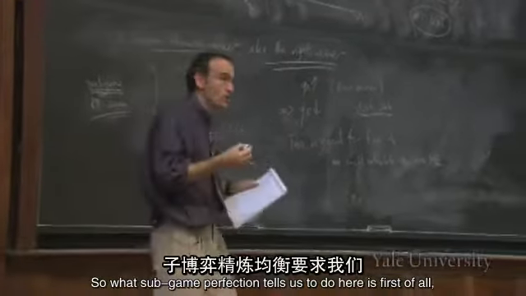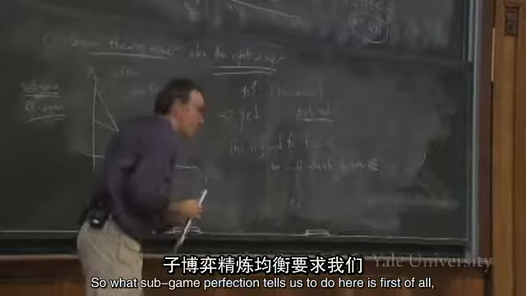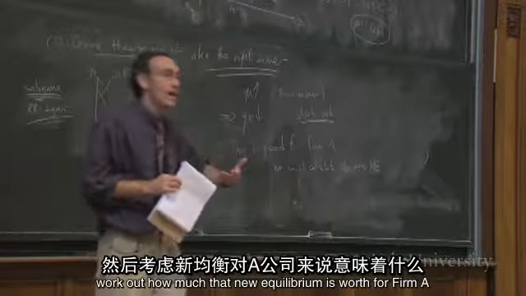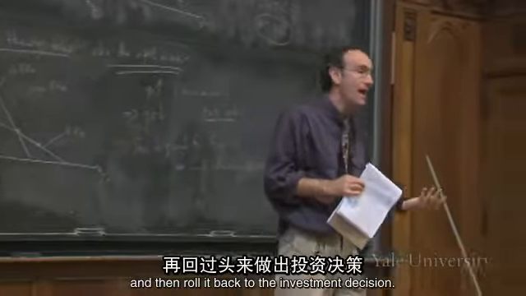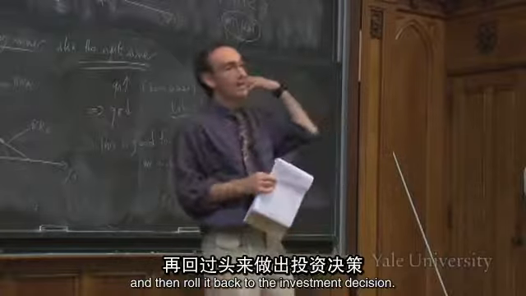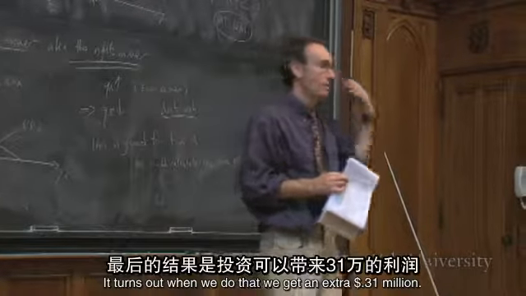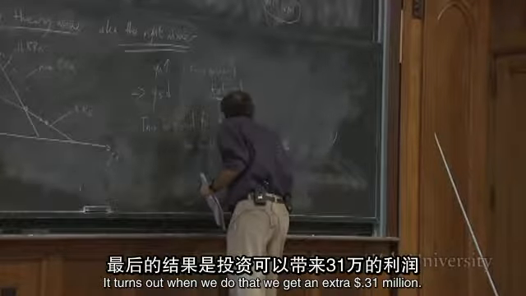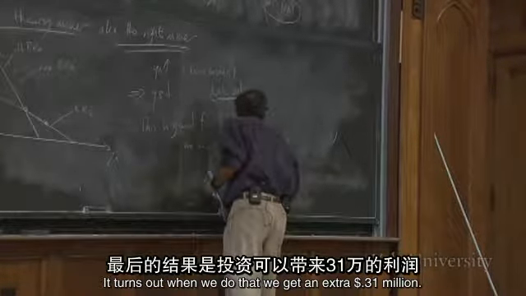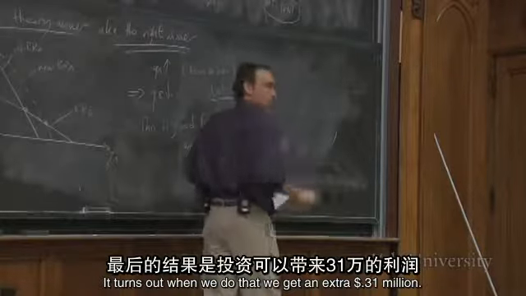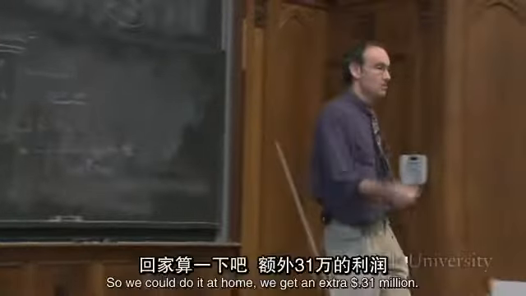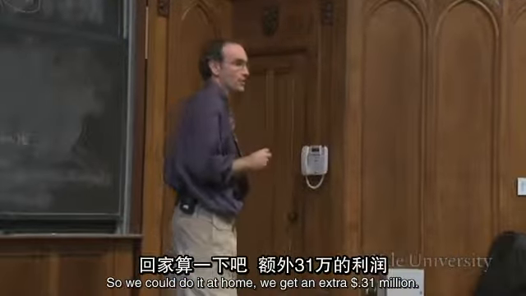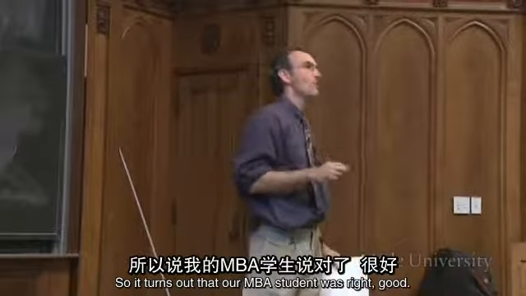So what subgame perfection tells us to do here is, first of all, work out the new equilibrium in the subgame, work out how much that new equilibrium is worth for firm A, and then roll it back to the investment decision. Right? It turns out when we do that, we get an extra $0.31 million. All right, so we do it at home, we get an extra $0.31 million. So it turns out that our MBA student was right, good.